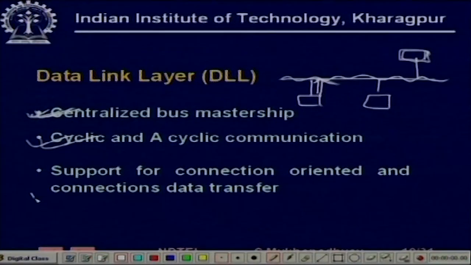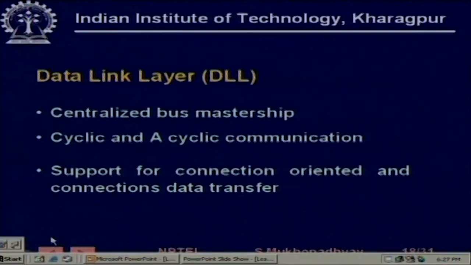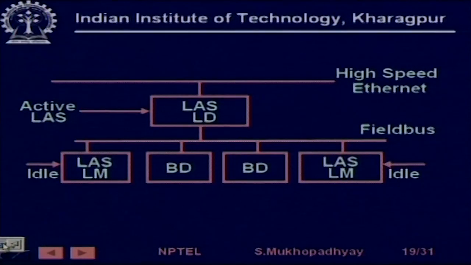And sometimes you have features for connection oriented as well as connection less data transfer. So you can have broadcast where you are not giving addresses, which is connection less, or you can have connection oriented, meaning this is meant for only this node, right? So these are supported by the data link layer. So pictorially it looks like this.